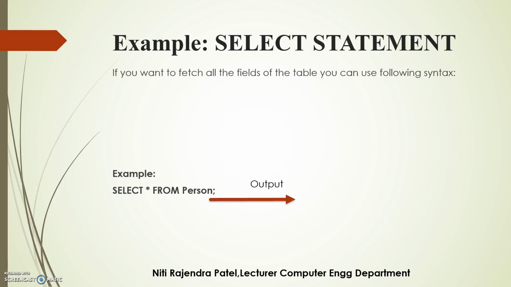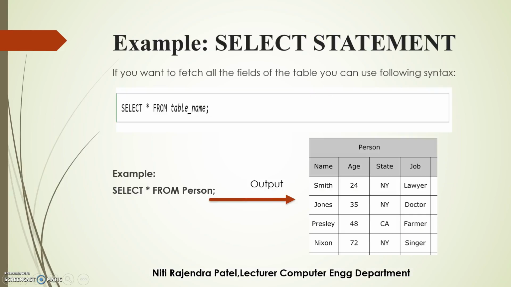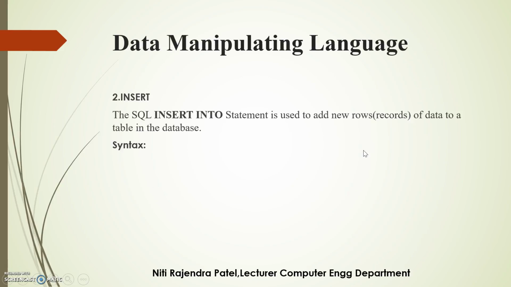If I want to fetch all the records of the table, I make use of star in the select command, that is select star from table name. The star is used to fetch all the fields of the table. For example, select star from person will retrieve all the columns with all the records of the person table.